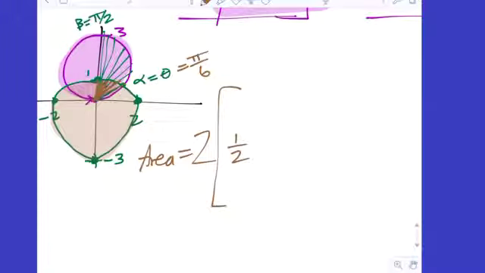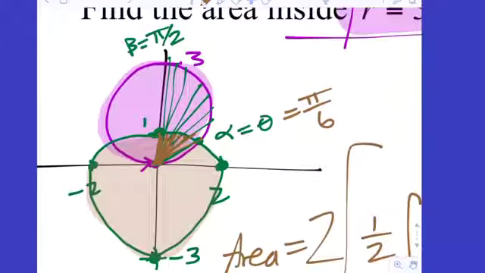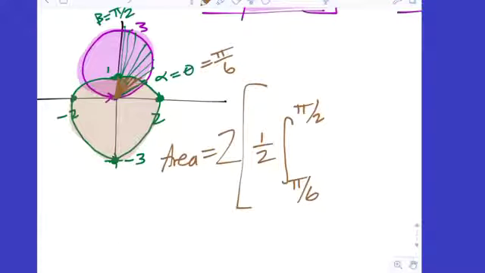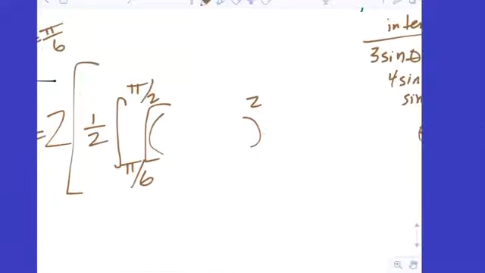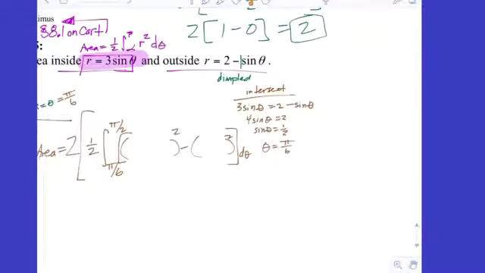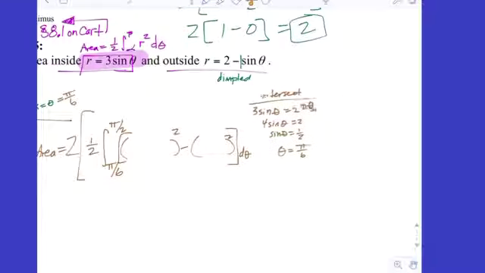So I'm going to have 1/2 the integral from pi/6 to pi/2. Because both the green part that I traced out and the brown part that I traced out are both from pi/6 to pi/2, I can set it up as a single integral. Okay, so here's what I'll do. I'll do r squared, let me put another bracket there, minus r squared, kind of like the washer method, d theta. Let me move this out of the way.